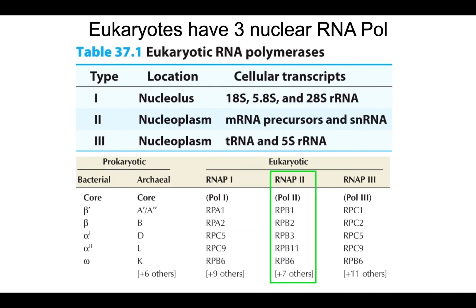Now, prokaryotes have just one RNA polymerase, whereas eukaryotes have three: RNAP 1, 2, and 3. The one that we're going to be focusing on is RNA polymerase 2, which is mostly involved in transcribing the genes that give rise to messenger RNAs that will then eventually give rise to proteins.